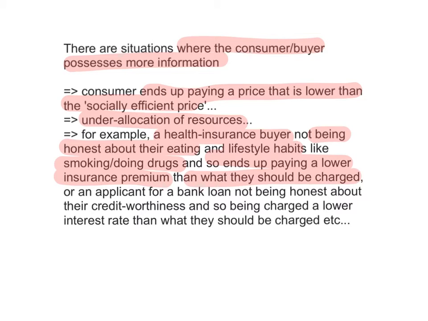Or maybe an applicant for a bank loan. If I'm going to apply for a bank loan and I'm not being honest about my credit worthiness or my credit history, and so I end up being charged a lower interest rate than what I should be charged. These are all examples of asymmetric information where the customer or the buyer has more information than the seller.